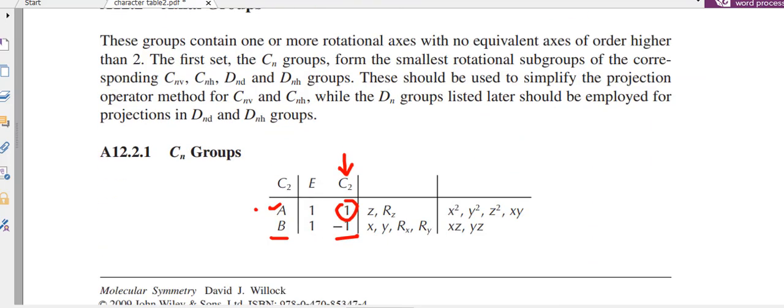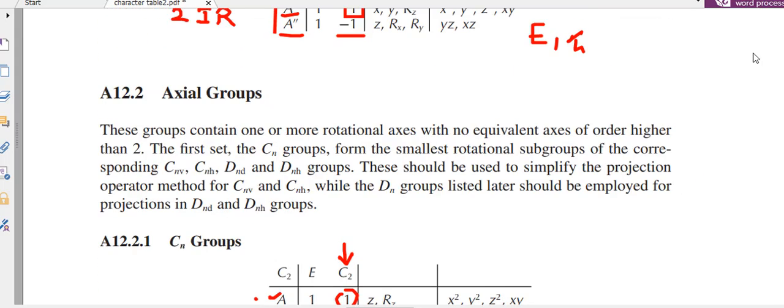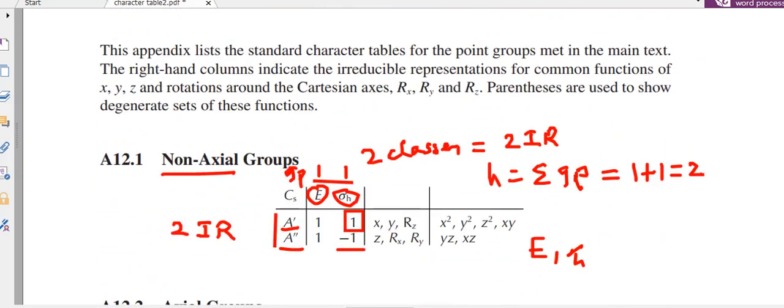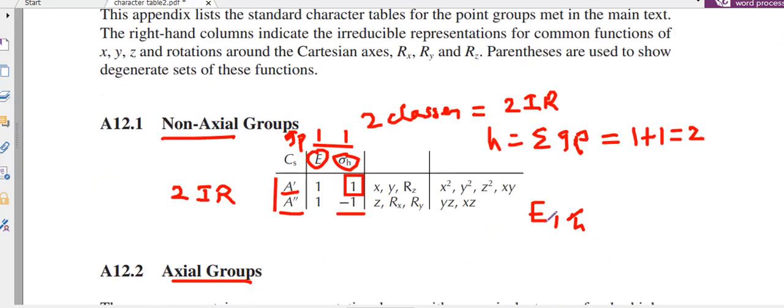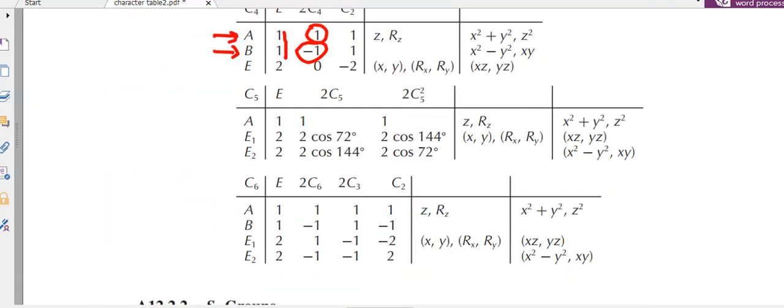Wherever you find an axis present, they are referred to as axial point groups. These are axial groups because an axis, say C2, C3, C4, etc., is present, whereas it is not present earlier. There you find only E and sigma h, so it's a non-axial group. You don't find an axis. When you find an axis, you call it an axial group.